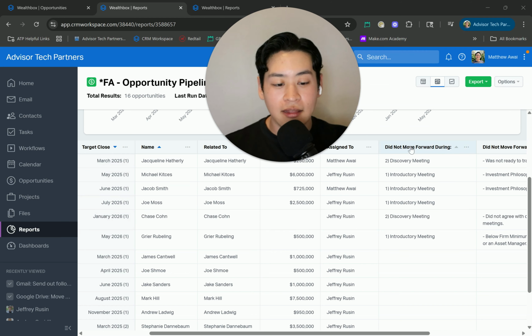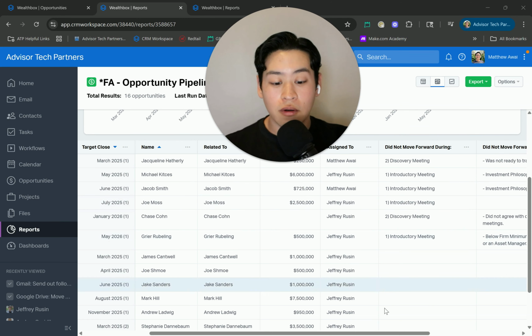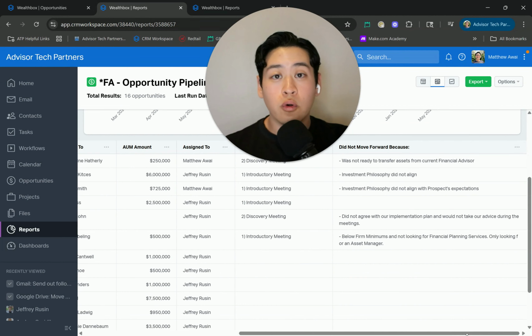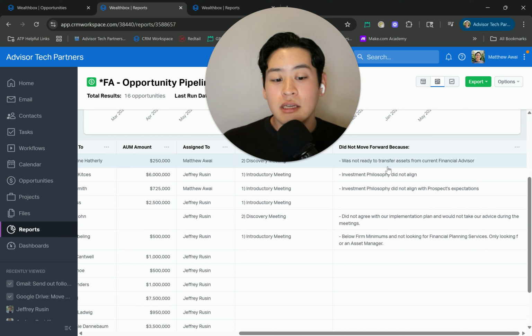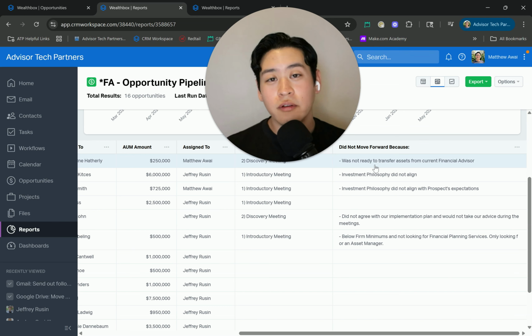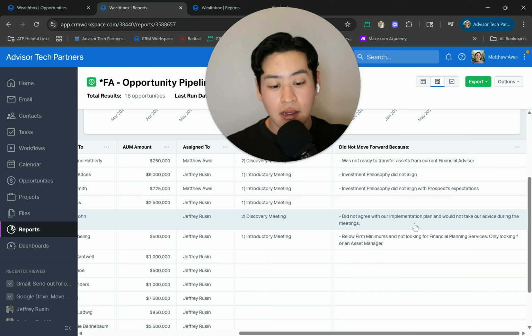So this is why we always suggest adding this custom field here as a single select dropdown to identify where in your pipeline these prospects are not moving forward. And then again, if you have a quarterly review with your team and you want to be able to show why prospects are not moving forward, we have great examples here. Was not ready to transfer assets from their current advisor. Maybe they still like working with their other advisor. In our example here, investment philosophy did not align with the prospect's expectations.